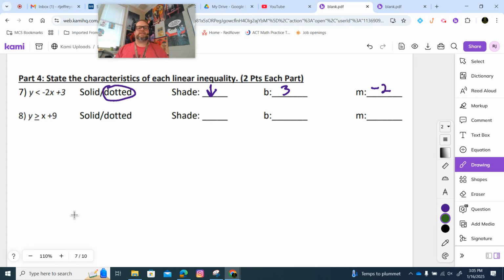Number 8, is this one solid or dotted? Solid. Does it shade up or down? Up. What is B? What's the number without X? 9. What's the number in front of X? Yes. A lot of people have told me 0 before. If there is a 0 in front of X right there, there would be 0 for everything. Okay? But it is 1.